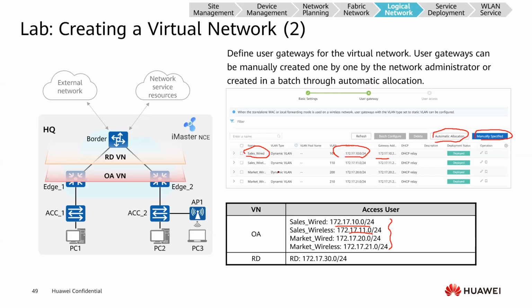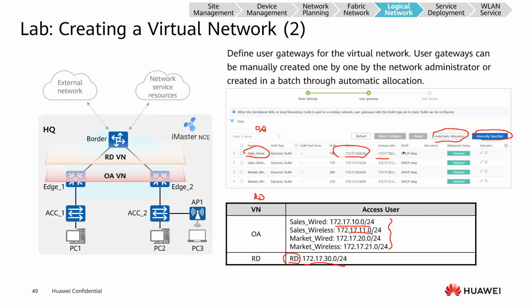So in this step, you just tell it for the OA. For the OA, there are 4 kinds of users that can connect to the OA VN. They are the sales wireless, market wired, and market wireless users. And for the RD, when you create the RD VNs, there is only one user for the RD, with its network segment, and you can just manually specify the gateway of the user.